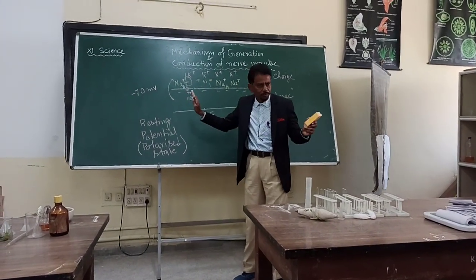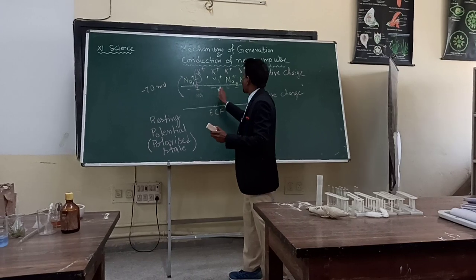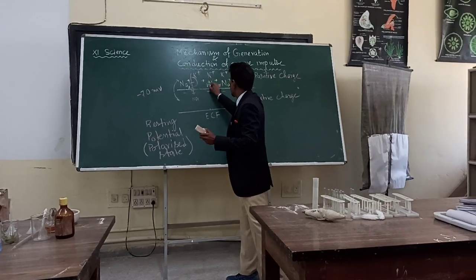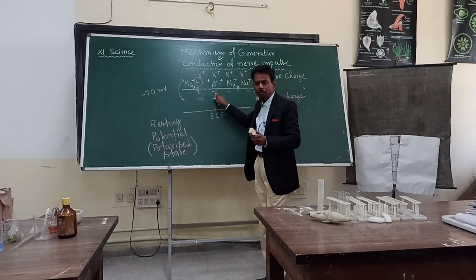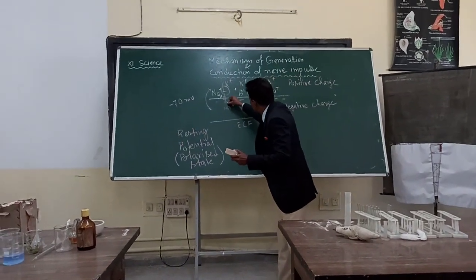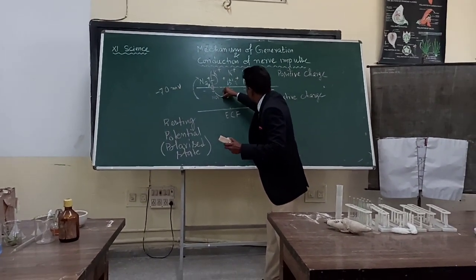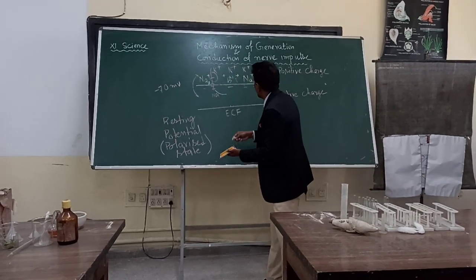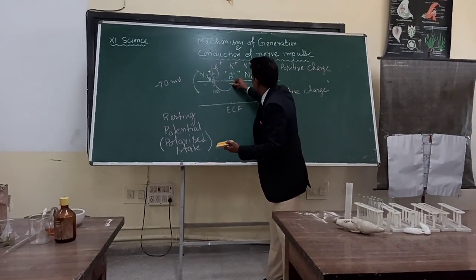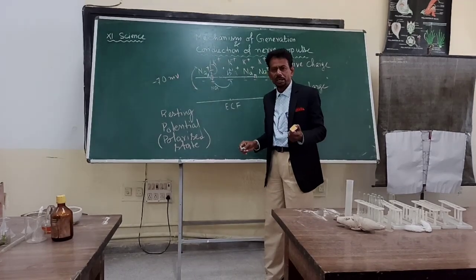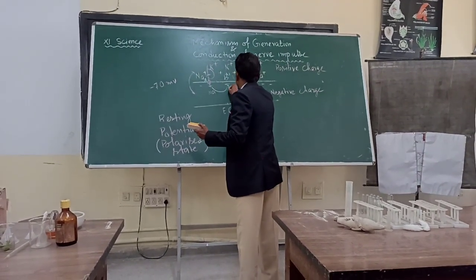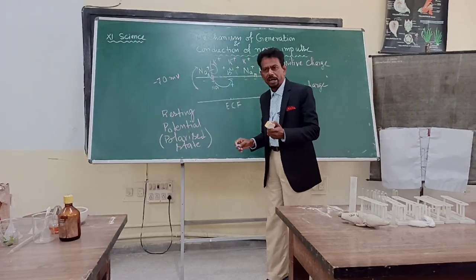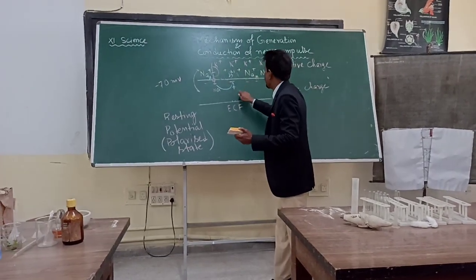Is it clear? Now, next to point A, suppose point B here. Point B inside, what is the charge? Negative charge. So ions will flow from positive to negative. Is it clear to you? So now from here the positive ions are coming here. Is it clear? Positive ions are coming here.